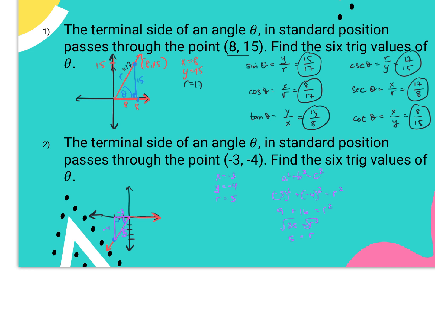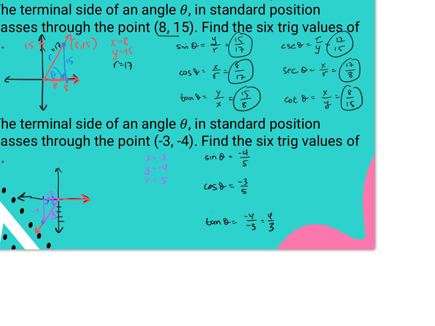I have my three values for my x, my y, and my r, and now I'm able again to find my 6 trig functions. So coming back, I know my sine of theta is going to be opposite over hypotenuse, but you might want to get used to saying y over r. I know that my cosine of theta is x over r, and I know my tangent of theta is going to be y over x, which is 4/3.